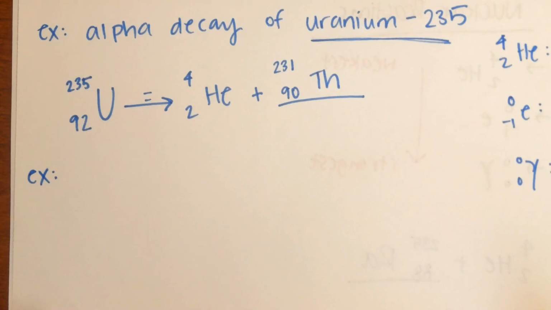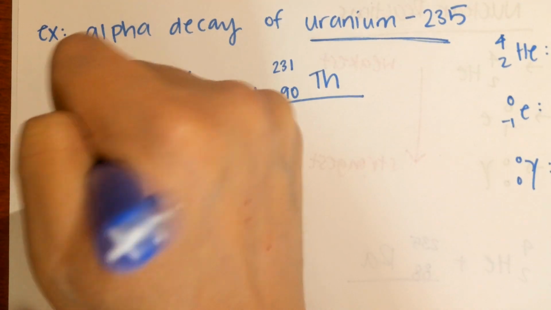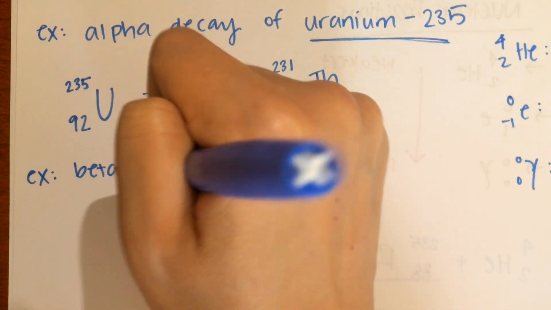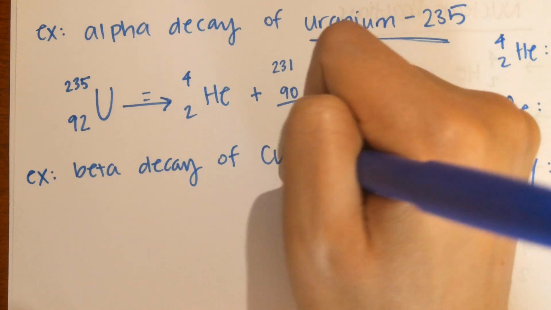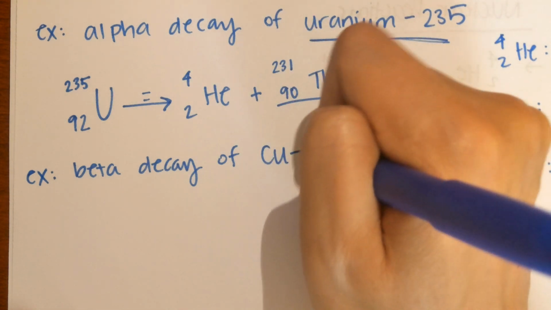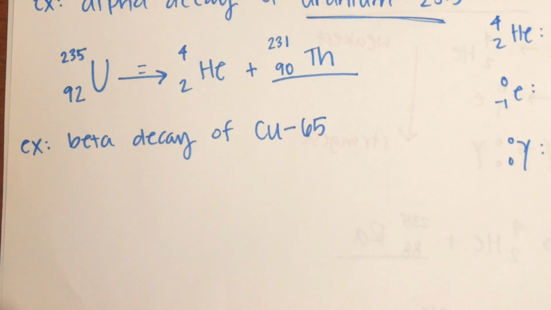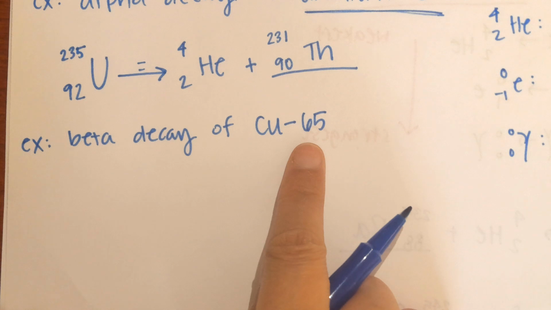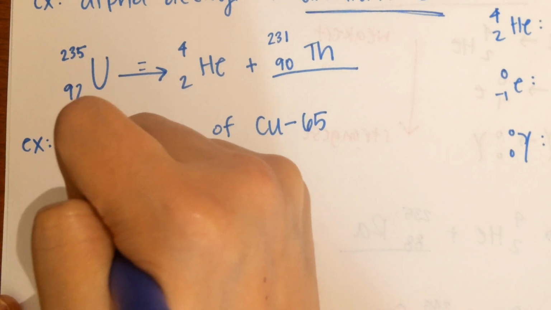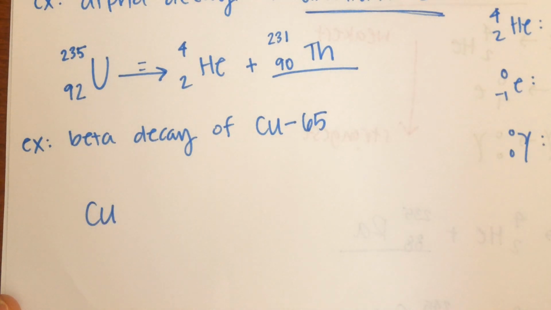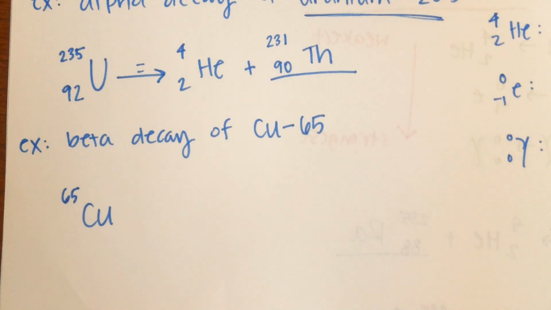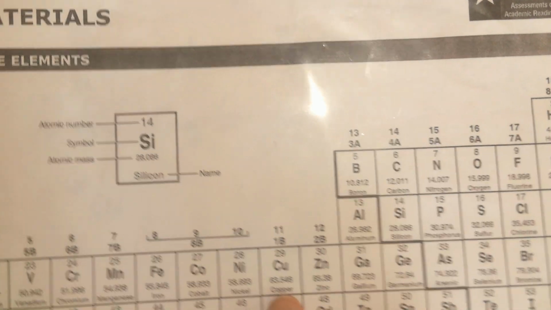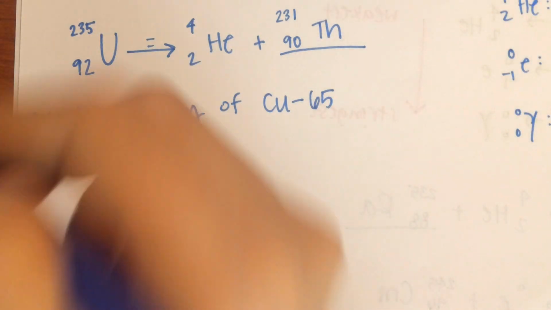Let me give you an example with beta. So beta decay of Cu 65. So Cu 65, we're going to convert that to nuclear notation. So Cu is my symbol. Remember, 65 is my mass number, so that goes on top. And according to the periodic table, Cu, copper, is number 29. So 29 goes on bottom.